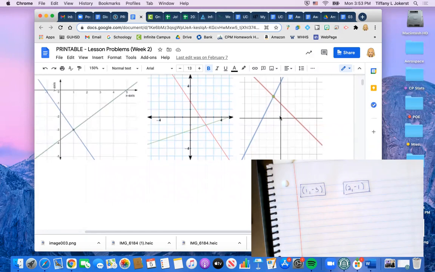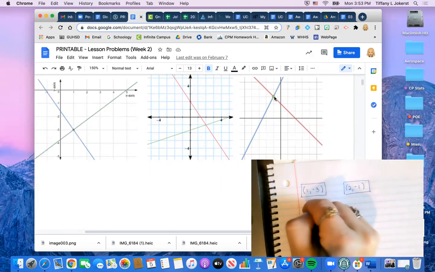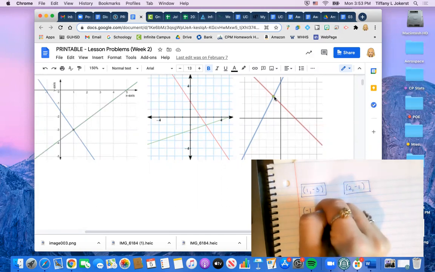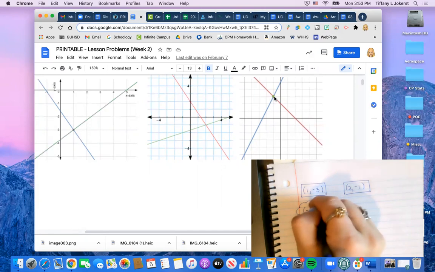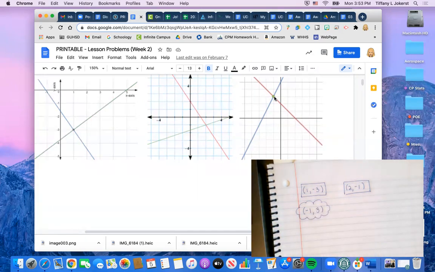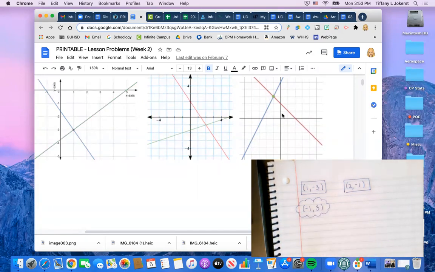So the first thing that I notice is that my solution point, it looks like, is at -1 on my x-axis, 3 on my y-axis. So that is the point that I think is a solution to both of these. Well, let's find the equations of the lines first.